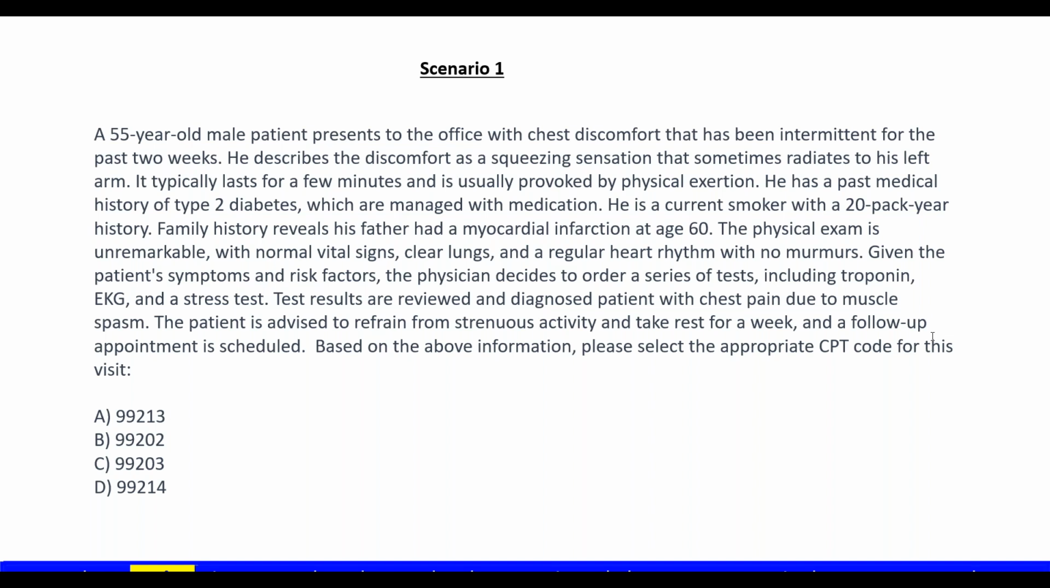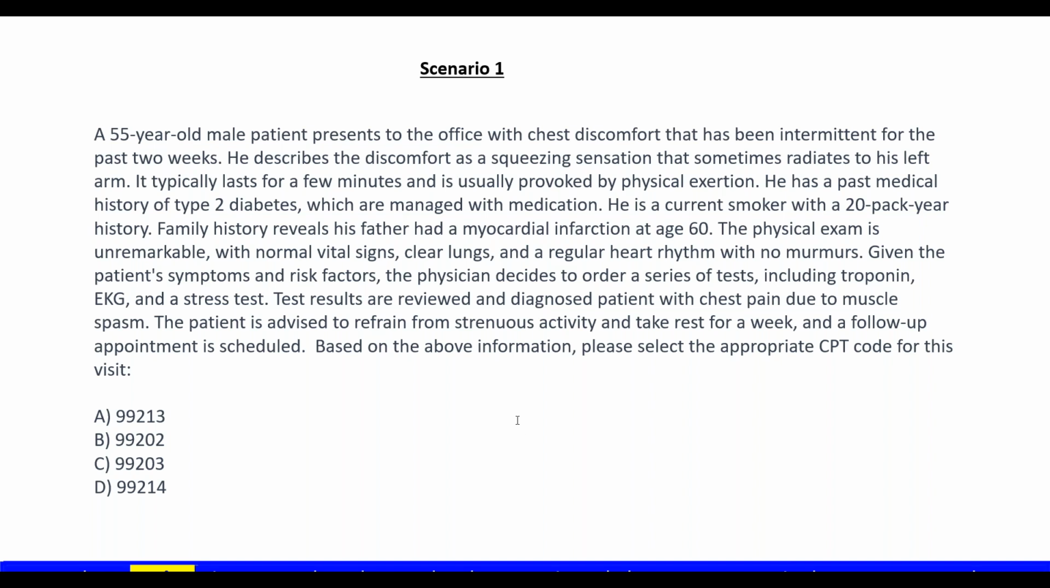A 55-year-old male patient presents to the office with chest discomfort that has been intermittent for the past 2 weeks. He describes the discomfort as a squeezing sensation that sometimes radiates to his arm. It typically lasts for a few minutes and is usually provoked by physical exertion. He has a past medical history of type 2 diabetes, which is managed with medication. He is a current smoker with a 20-pack year history. Family history reveals his father had a myocardial infarction at age 60.